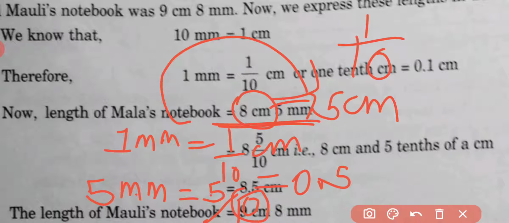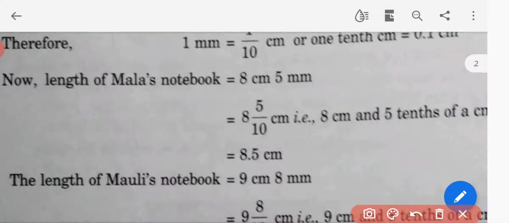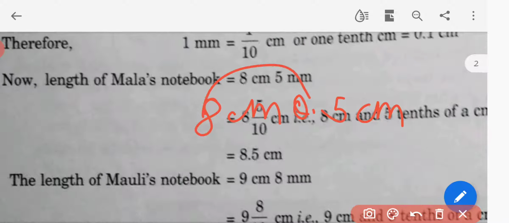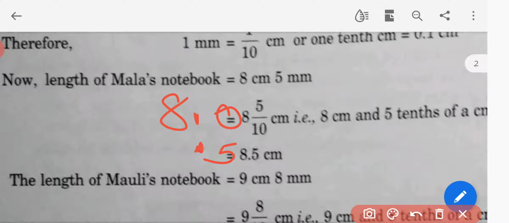Here in the denominator how many zeros are given? One 0. So you have to place the decimal point from the back after one number. So it can be written as 0.5. So the length will be how much? Now see, 8 centimeter and 0.5 centimeter. So if we add it, it will be 8.5 centimeter. And how to add? 8 means 8.0 and 0.5 means 0.5. You have to put the decimal under the decimal.